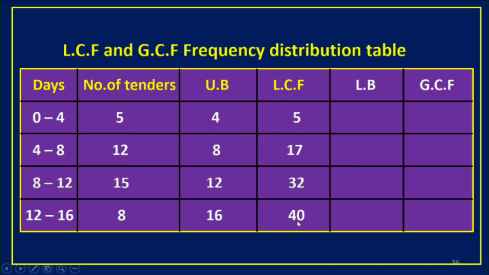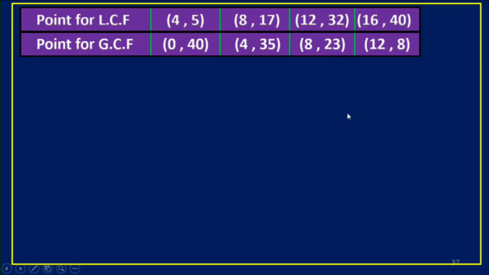And children, how did we get this LCF? It's very simple. First one is 5, the first frequency, 5 plus 12, 17, 17 plus 15, 32, 32 plus 8, 40. Like this we have to prepare LCF. Now, how to prepare GCF? Yes, the lower boundary of the last class is 12 and the frequency is 8. Next 8, 23, 35, 40: 8 plus 15, 23, 23 plus 12, 35, 35 plus 5, 40. So, this is the LCF and GCF distribution, and for this let us draw the graph.